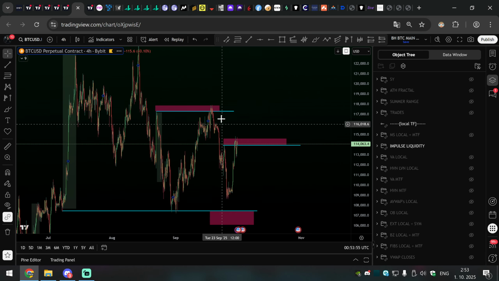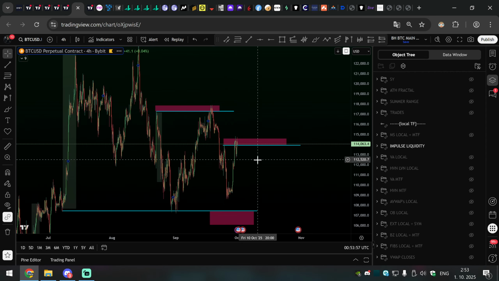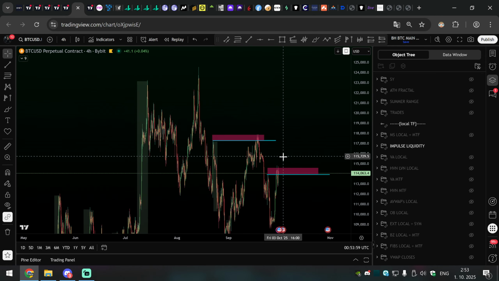So this was taken. You see this was also taken. Is it not perfect? The market is perfect. Always hunting for the liquidity.